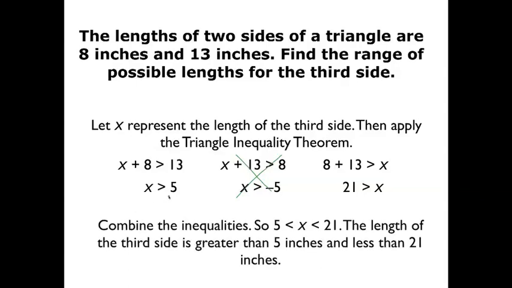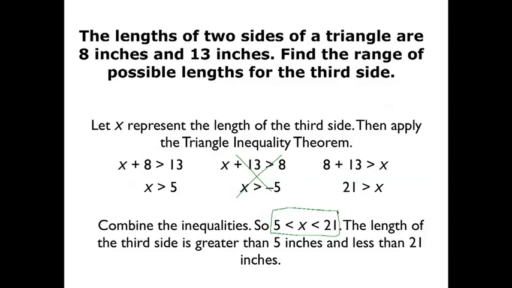Put that together into a compound inequality, and we say that 5 is less than x, which is less than 21. So any number that I pick greater than 5 and less than 21 would form a triangle.